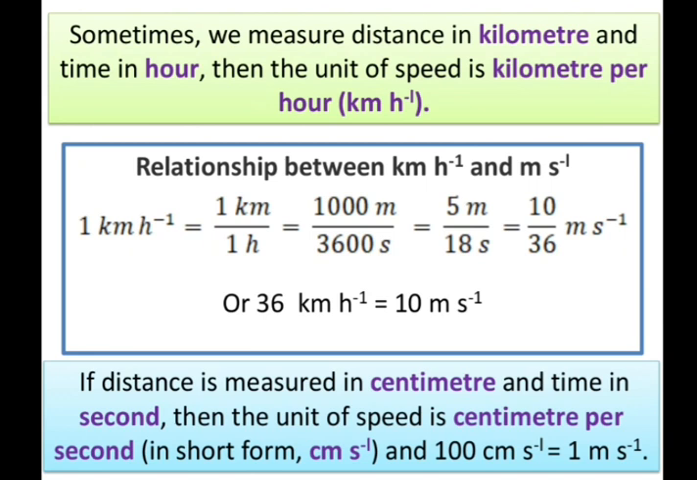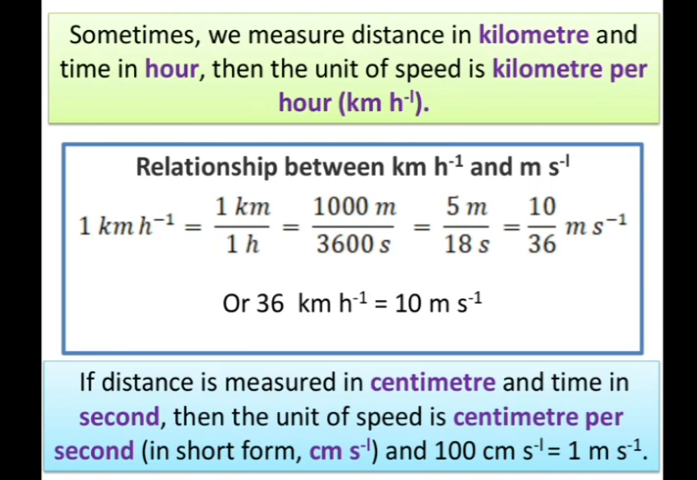Now see here the relation between kilometer per hour and meter per second. 1 kilometer per hour can be written as 1 kilometer upon 1 hour. 1 kilometer is equal to 1000 meters, so in place of 1 kilometer we can write 1000 meter, and 1 hour is equal to 3600 seconds, so in place of 1 hour we write 3600 second. That is equal to 5 meter upon 18 second. This 5 meter upon 18 second can also be written as 10 upon 36 meter per second or meter second inverse. So we can say that 36 kilometer per hour is equal to 10 meter per second.